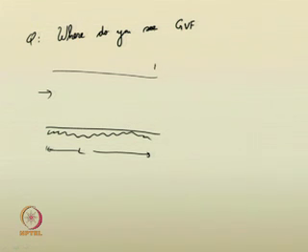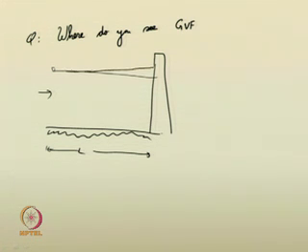Suppose you construct a dam now across this channel. Initially the water surface was of this form. Now, due to the dam construction, you may see a gradual increase in the water surface. This is a backwater curve. This is gradually varied flow. In this case, the depth of the flow is gradually increasing as you move from upstream to downstream.